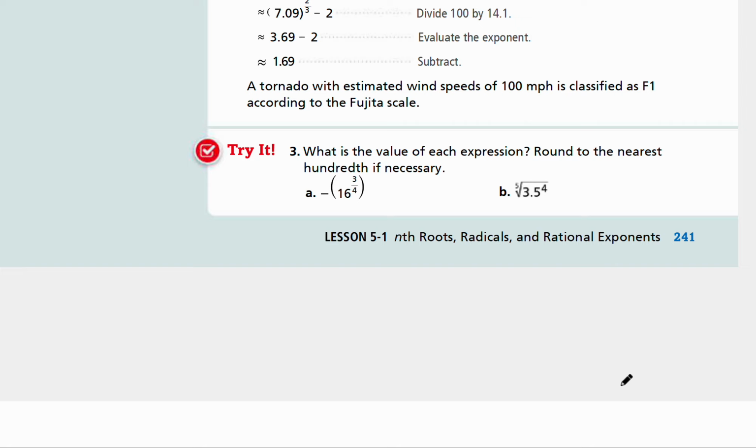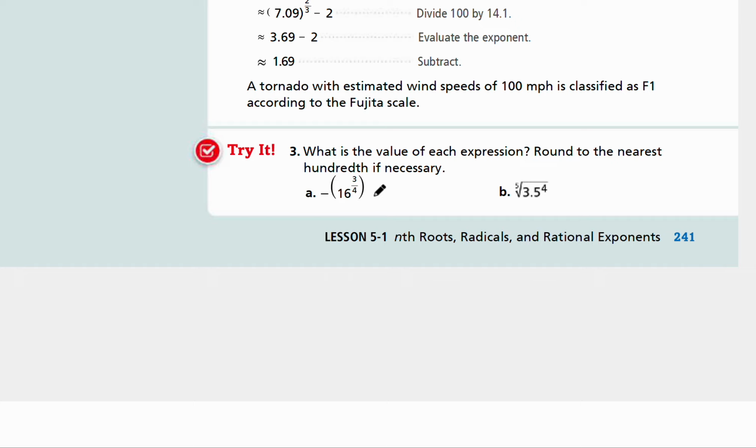Okay, are you ready? Let's look at part A. We have negative parentheses 16 to the power of 3 over 4. Parentheses are very important, because if the negative was inside the parentheses, and your power was on top of the parentheses, then you would also have to apply that power to the negative. So then it becomes more complicated. But the negative is outside, so whatever you have in the parentheses, you can simplify and then put a negative.